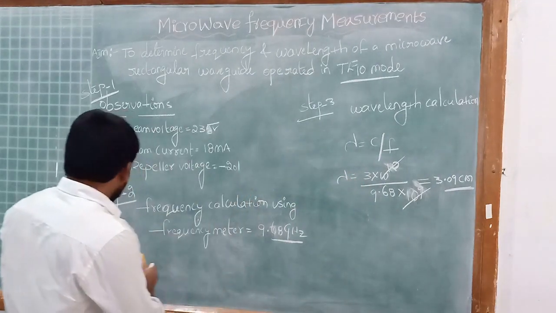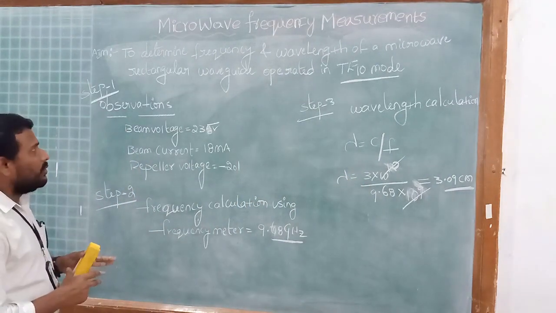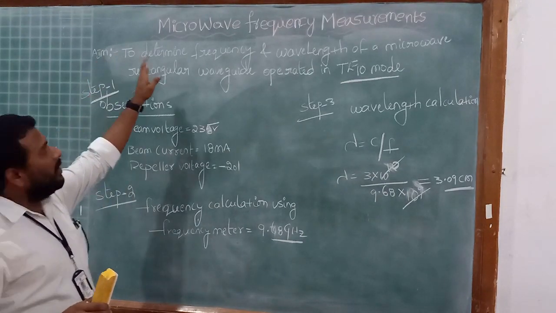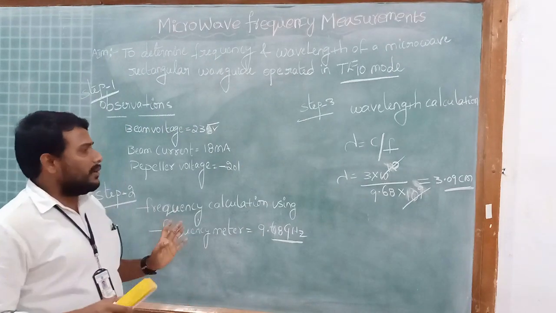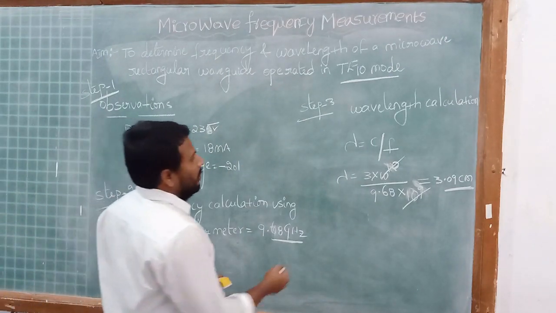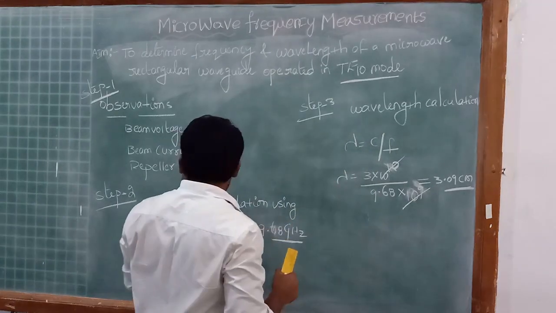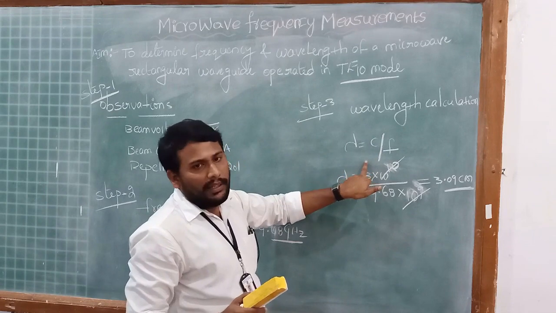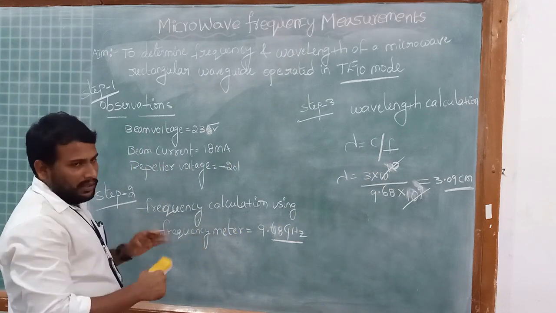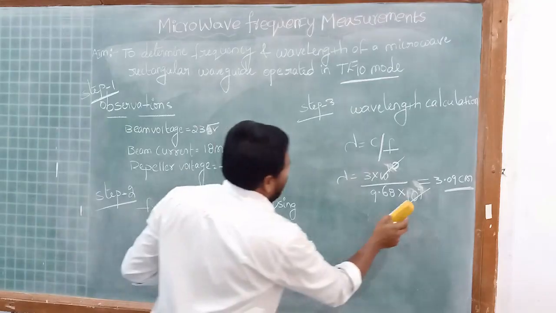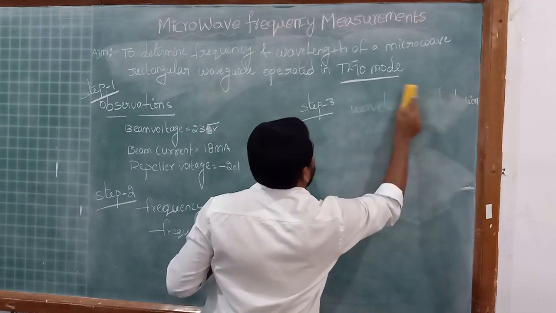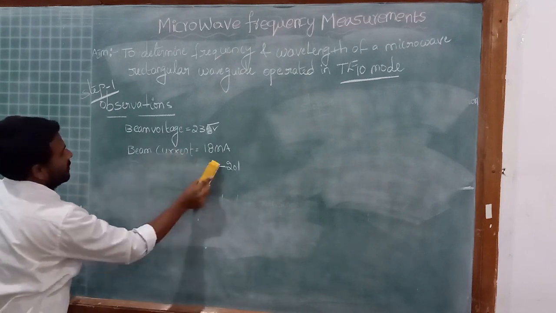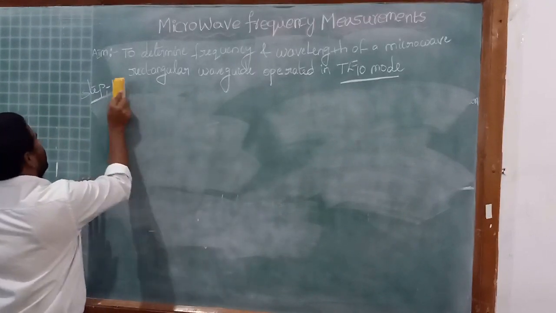So finally we have found the frequency and wavelength both. This is how you have to perform the experiment, microwave frequency and wavelength measurement. In another way, in reverse direction also we can find the frequency. First you have to find the wavelength, and by knowing the wavelength we can find the frequency also. I will show first how to calculate the wavelength, and by knowing the wavelength, how to calculate the frequency in reverse order.